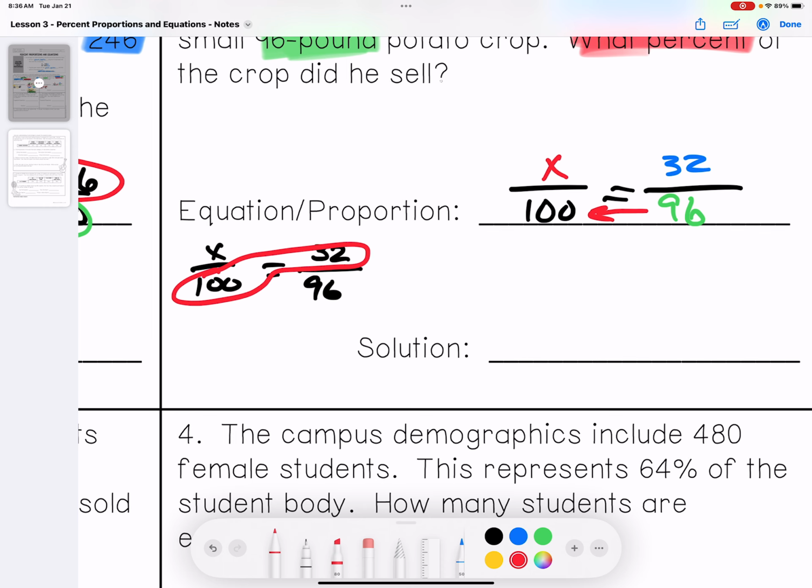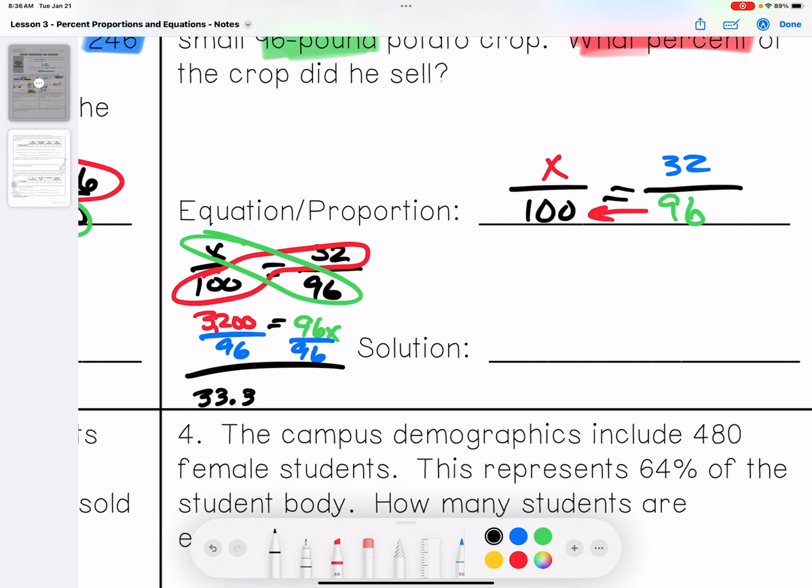100 times 32. 1 times 96 is 96 times x is 96x. 100 times 32 is 3200. And then you just divide by 96. And you're left with, I believe it's 33 1/3, I think. But let me divide it out just to be sure. It is 33.3 repeating equals x.